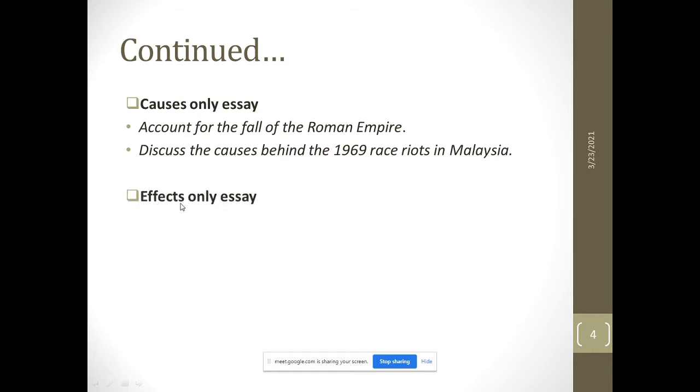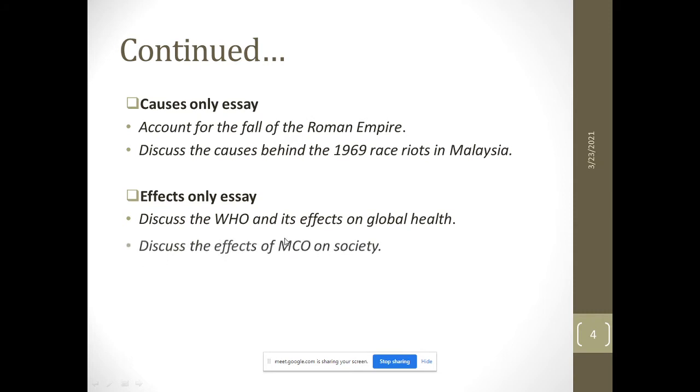Okay, the effects only essay. An example of the effects only essay: discuss the WHO, the World Health Organization, and its effects on global health. So obviously you're being asked to discuss the effects of the WHO on global health. Another example: discuss the effects of MCO on society.